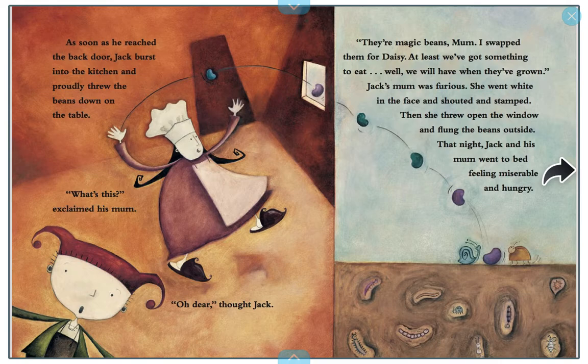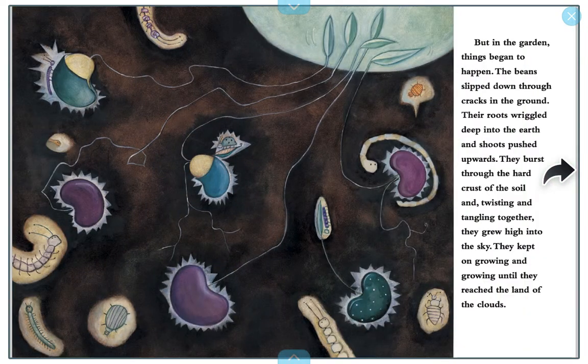That night, Jack and his mum went to bed, feeling miserable and hungry. But in the garden, things began to happen. The beans slipped down through the cracks in the ground. Their roots wriggled deep into the earth and shoots pushed upwards. They burst through the hard crust of the soil, and twisting and tangling together, they grew high into the sky. They kept on growing and growing until they reached the land of the clouds.